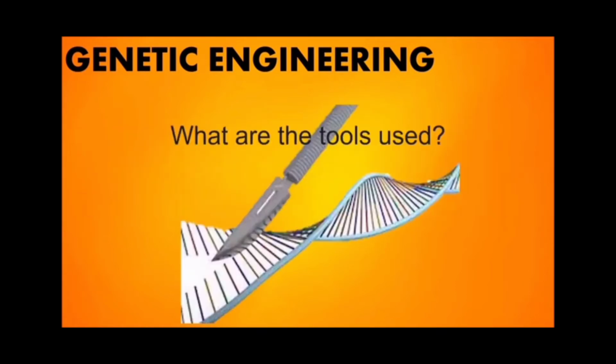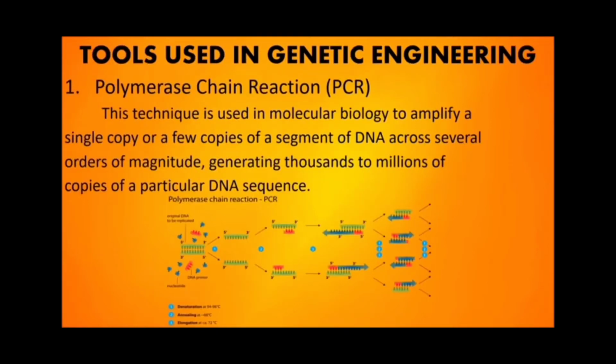But now that we know what genetic engineering is, let us explore the tools used in genetic engineering. The first tool is the polymerase chain reaction or the PCR. This technique is used in molecular biology to amplify a single copy or a few copies of a segment of DNA across several orders of magnitude, generating thousands to millions of copies of a particular DNA sequence.